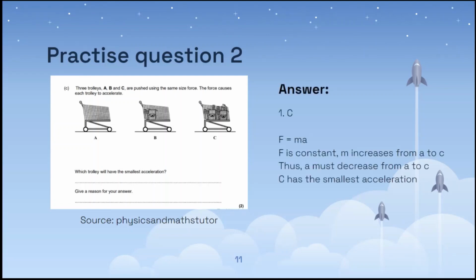The answer will be C. We know that the force acting upon the 3 trolleys is equal, and the mass increases from A to C. As such, in order for the force to remain constant among all 3 trolleys, the acceleration must decrease from A to C. As such, the acceleration of trolley C will be the lowest out of the 3.